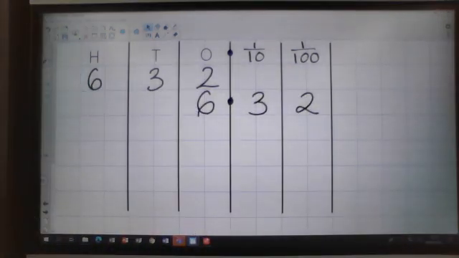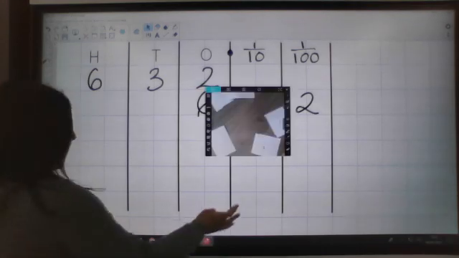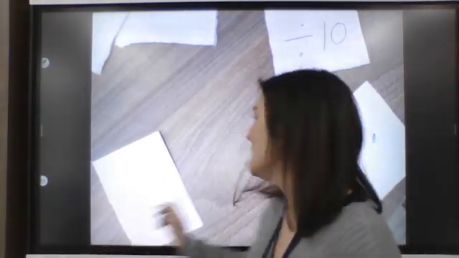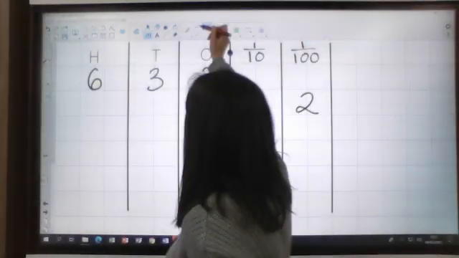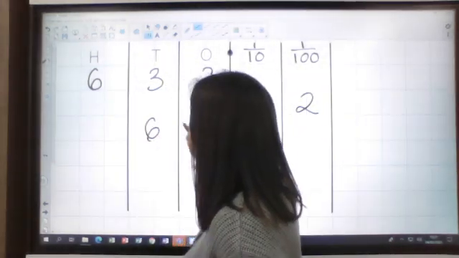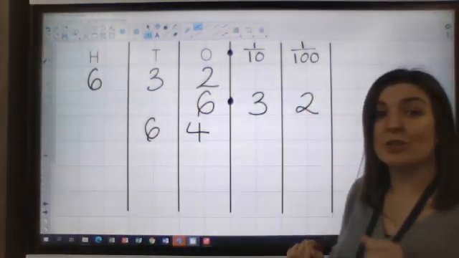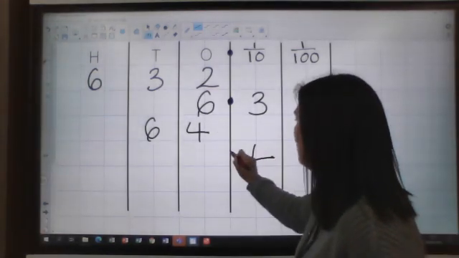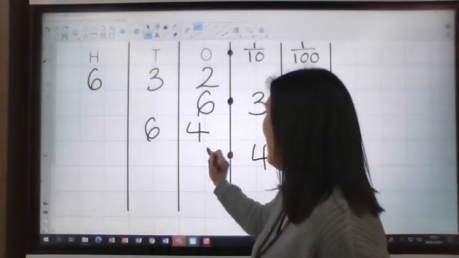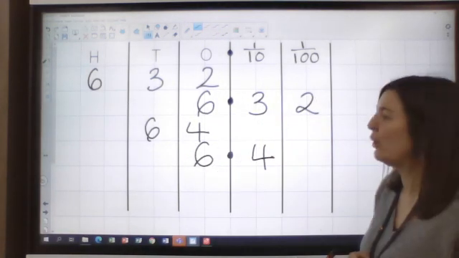Mix them back up again. So I'll put my visualizer back on. Mix them back up again, and I'm going to choose one of the numbers. I've got 64 this time, and I've got to divide 64 by 10. If I need to, I go back to my place value chart. So 64, I divide it by 10. Dividing by 10 is moving 1 place. So 4 goes there, don't forget the decimal point, and the 6 goes there, to become 6.4.